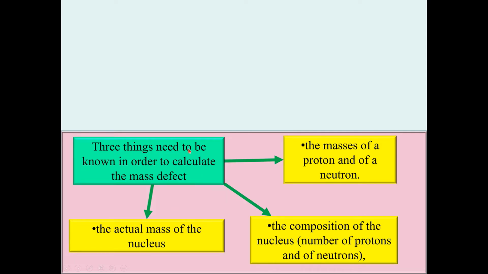So three things need to be known in order to calculate the mass defect. First is the actual mass of the nucleus. Second is the composition of the nucleus, that means the number of protons and the number of neutrons. And the third is the masses of a proton and of a neutron.